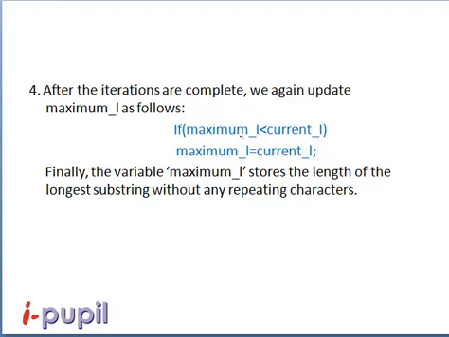After the iterations are complete, we again update max_L as follows. If max_L is less than current_L, we assign the value of current_L to max_L. Finally, the variable max_L stores the answer, as it stores the length of the longest substring without any repeating characters.